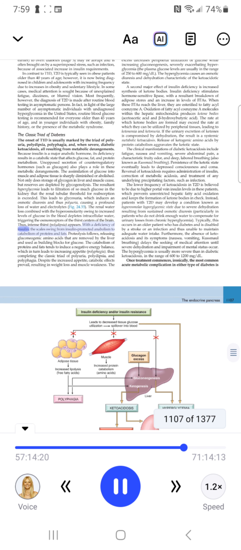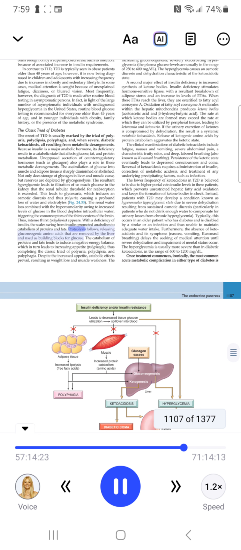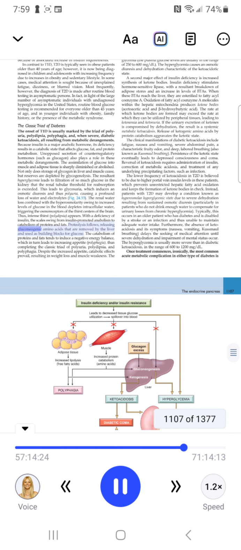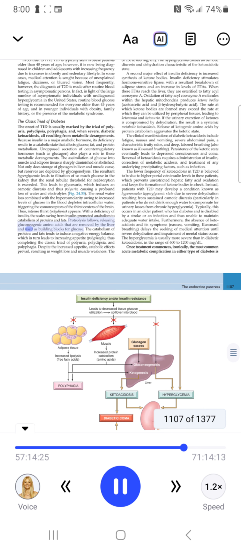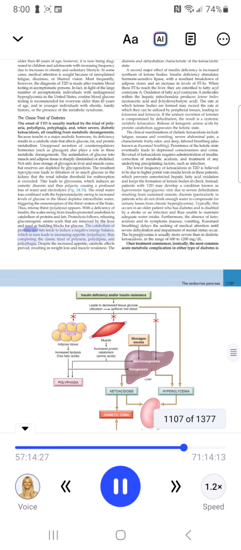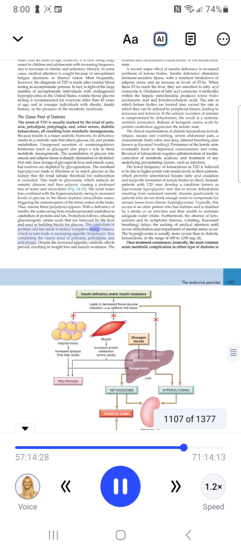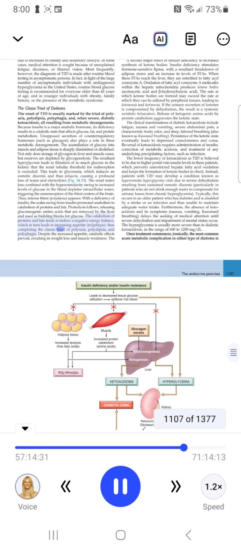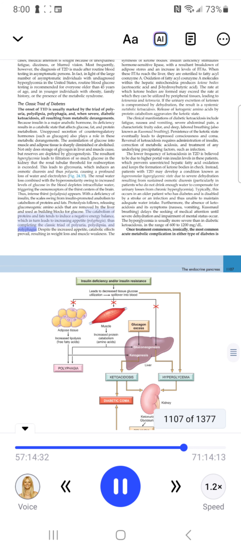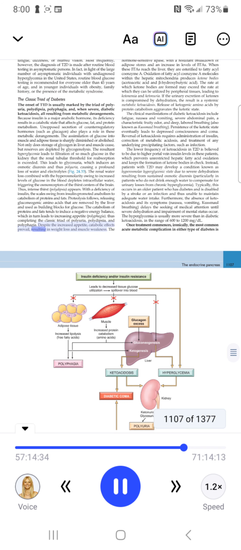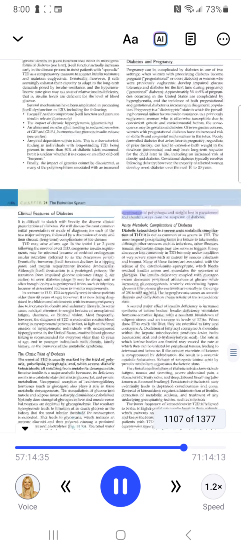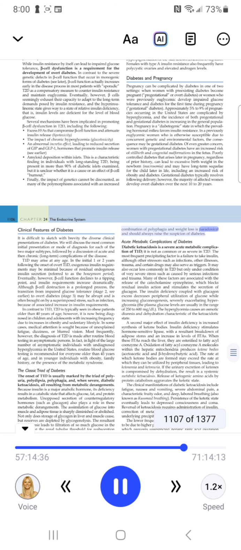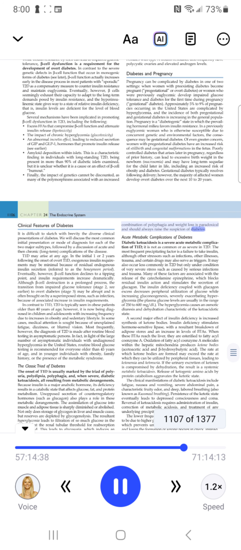With a deficiency of insulin, the scales swing from insulin-promoted anabolism to catabolism of proteins and fats. Proteolysis follows, releasing gluconeogenic amino acids that are removed by the liver and used as building blocks for glucose. The catabolism of proteins and fats tends to induce a negative energy balance, which in turn leads to increasing appetite (polyphagia), thus completing the classic triad of polyuria, polydipsia, and polyphagia. Despite the increased appetite, catabolic effects prevail, resulting in weight loss and muscle weakness. The combination of polyphagia and weight loss is paradoxical and should always raise the suspicion of diabetes.